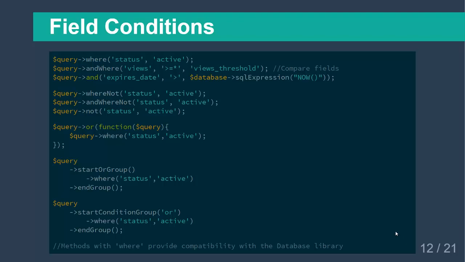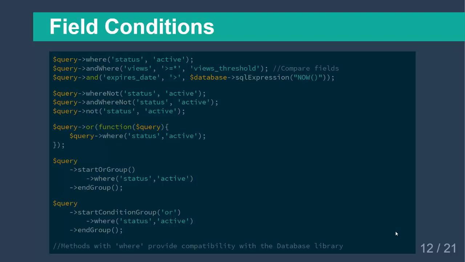Some people, for grouping queries, for grouping conditions, putting braces around them, like to use callbacks. You can do that. Some like to start and end groups in a chaining fashion. You can do that. Start or group, add a condition, end group. Or sometimes you are building the query programmatically, and you don't want to call the start or group method and create the or group. You can just start condition group or where status active and group.